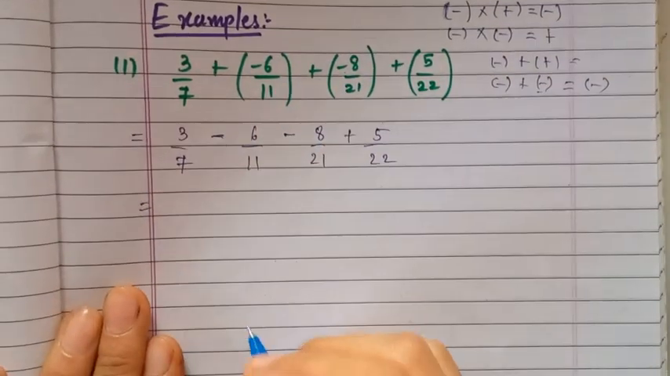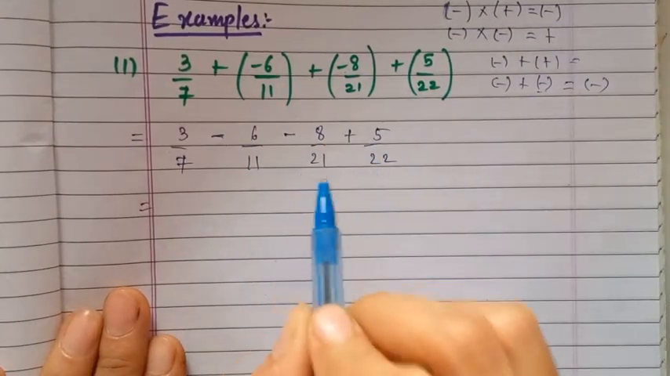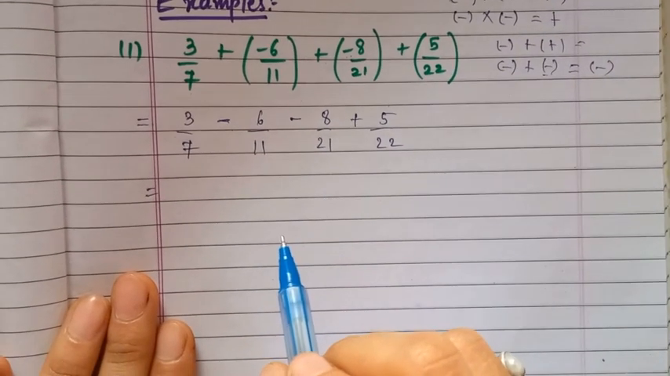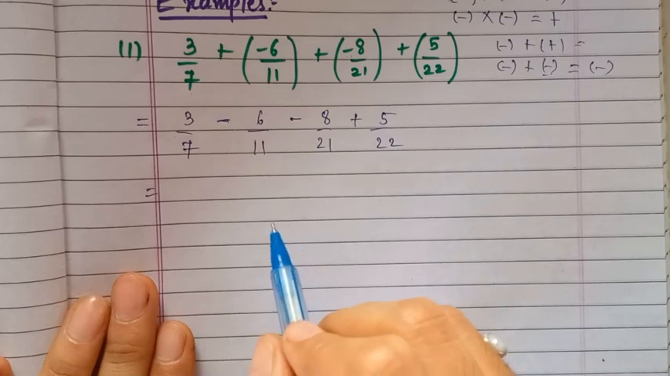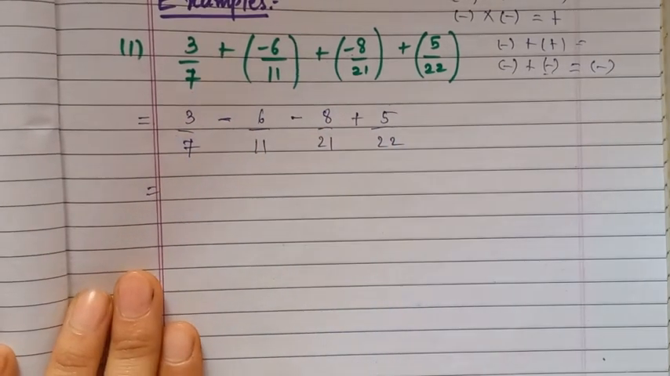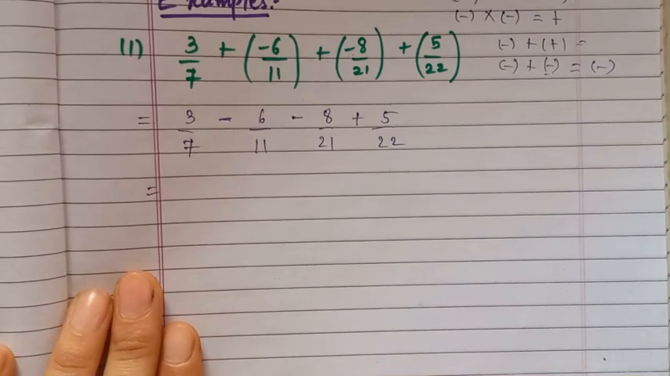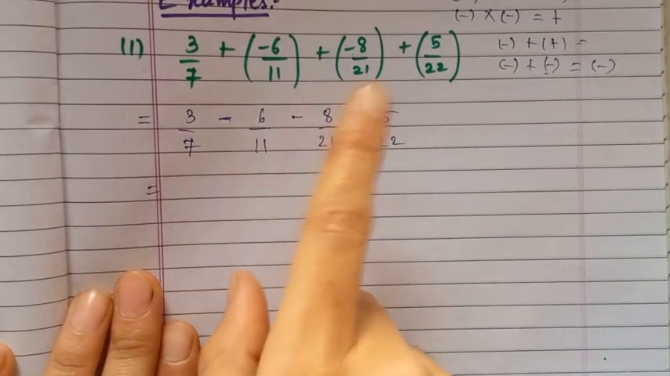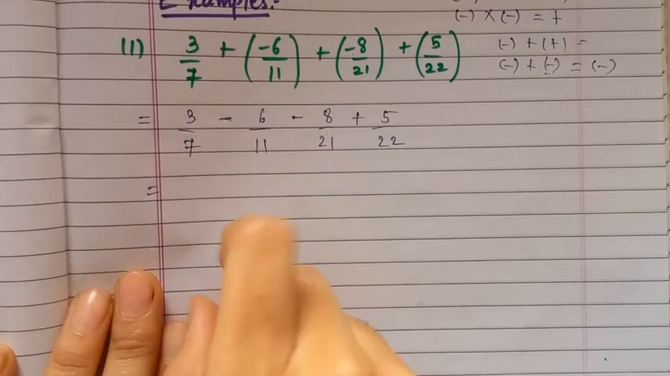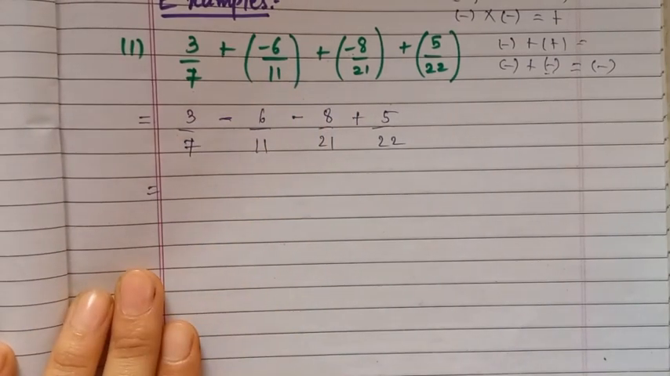Now we make the denominator the same. For making the denominator the same, there are two things we can do. First thing, we can do the cross product, or we can take the LCM.